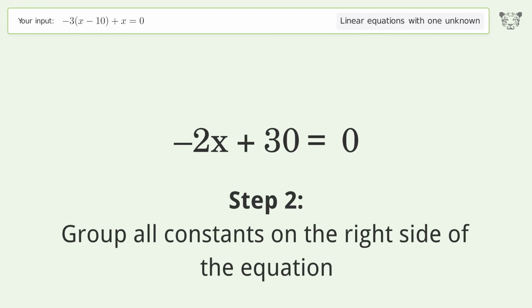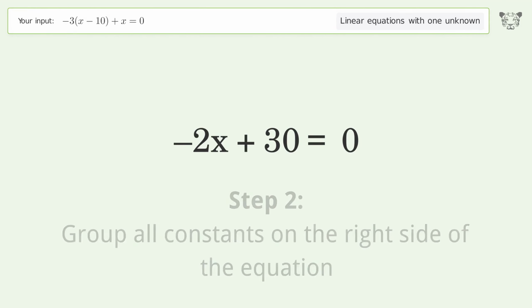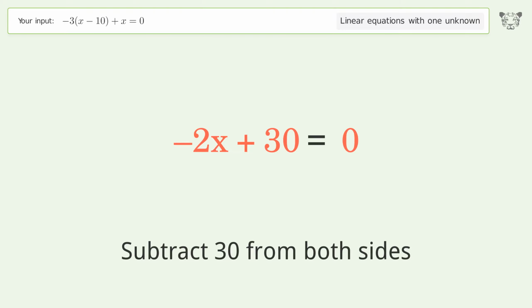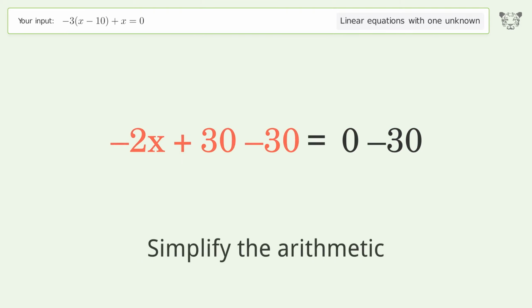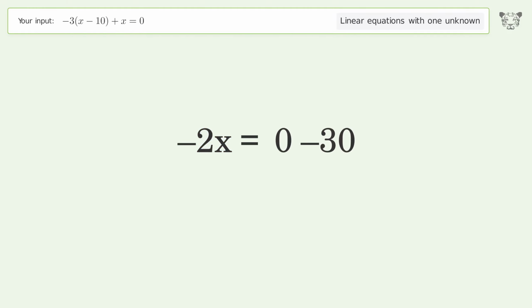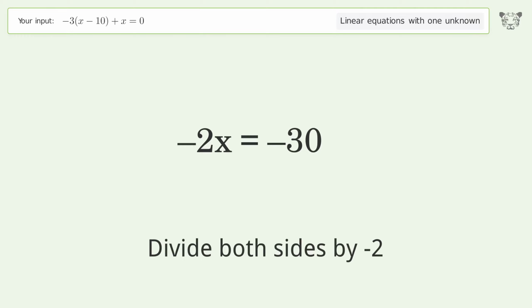Group all constants on the right side of the equation. Subtract 30 from both sides. Simplify the arithmetic. Isolate the x. Divide both sides by -2.